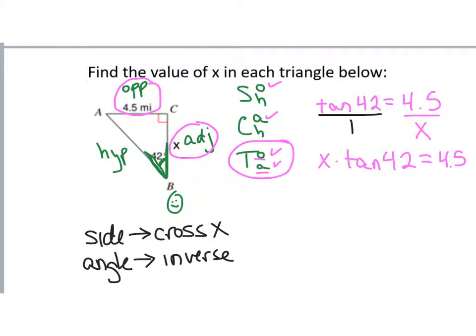Now here's where the problem can differ a little bit because we have to decide, do I go straight to the calculator or do I need to divide? To do that, we look at the symbol that's right next to x. If it's a multiplication, we need to divide. If it's an equals, we can go straight to our calculator. So since it's a multiplication right here and not an equals, we are going to have to divide. So I'm going to divide both sides by the tangent of 42.